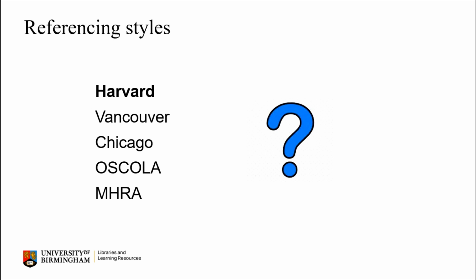There are many different styles of referencing, and you must select one and use it consistently. At the University of Birmingham, we recommend using the Harvard style. This is a very popular style and is used in publications around the world. Some departments, however, use a different style. For example, Oscola is a specialist style used in the law school. Vancouver style is used on some medical and life science courses, and so on.